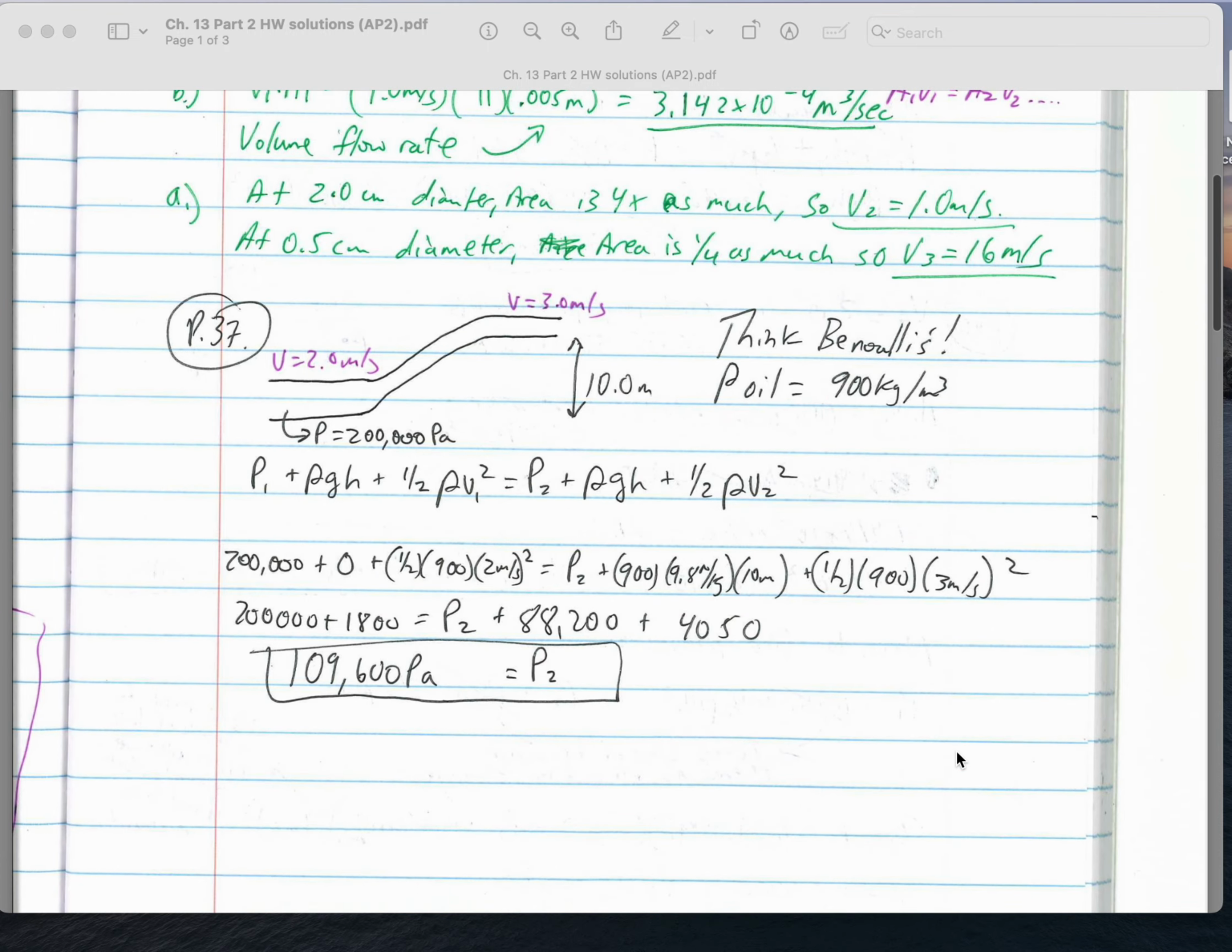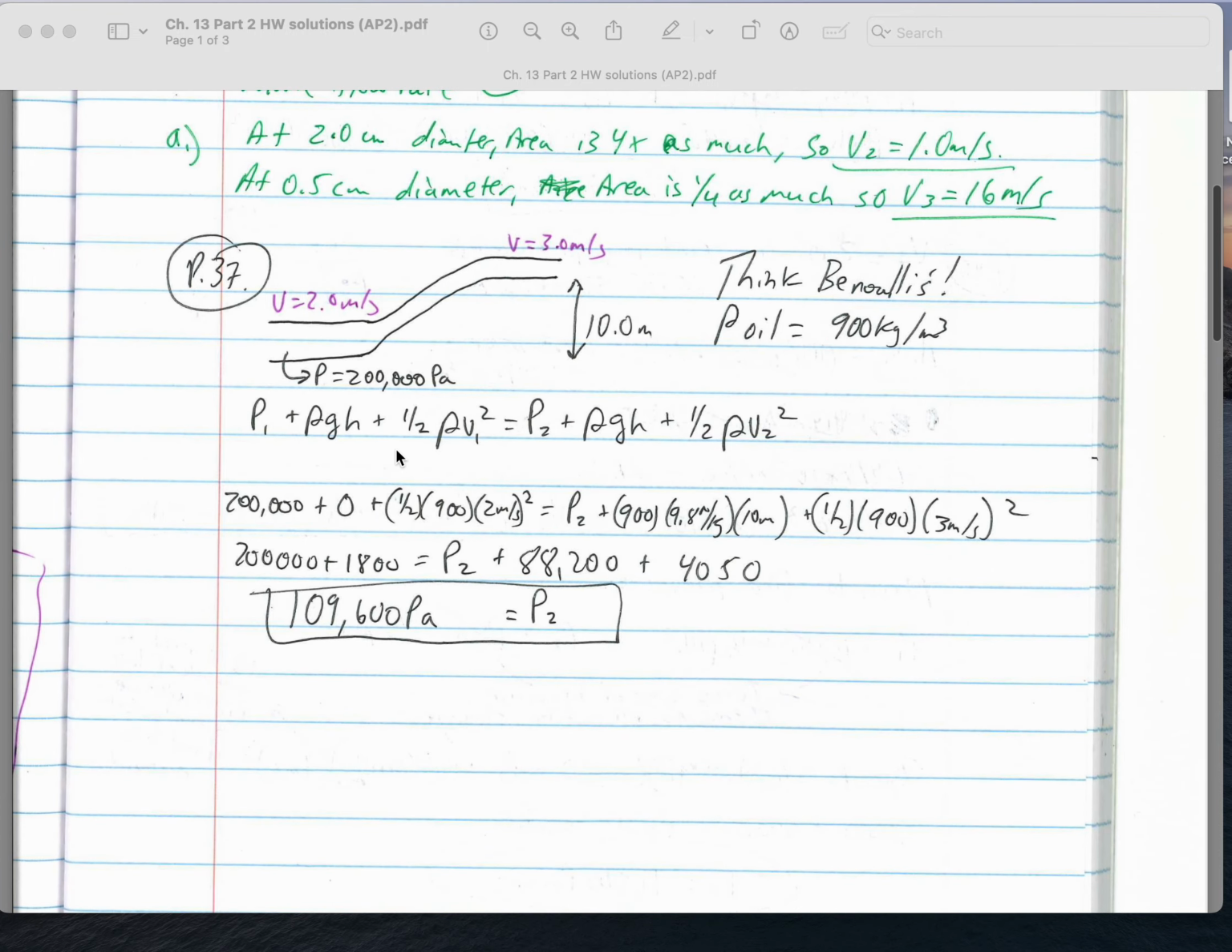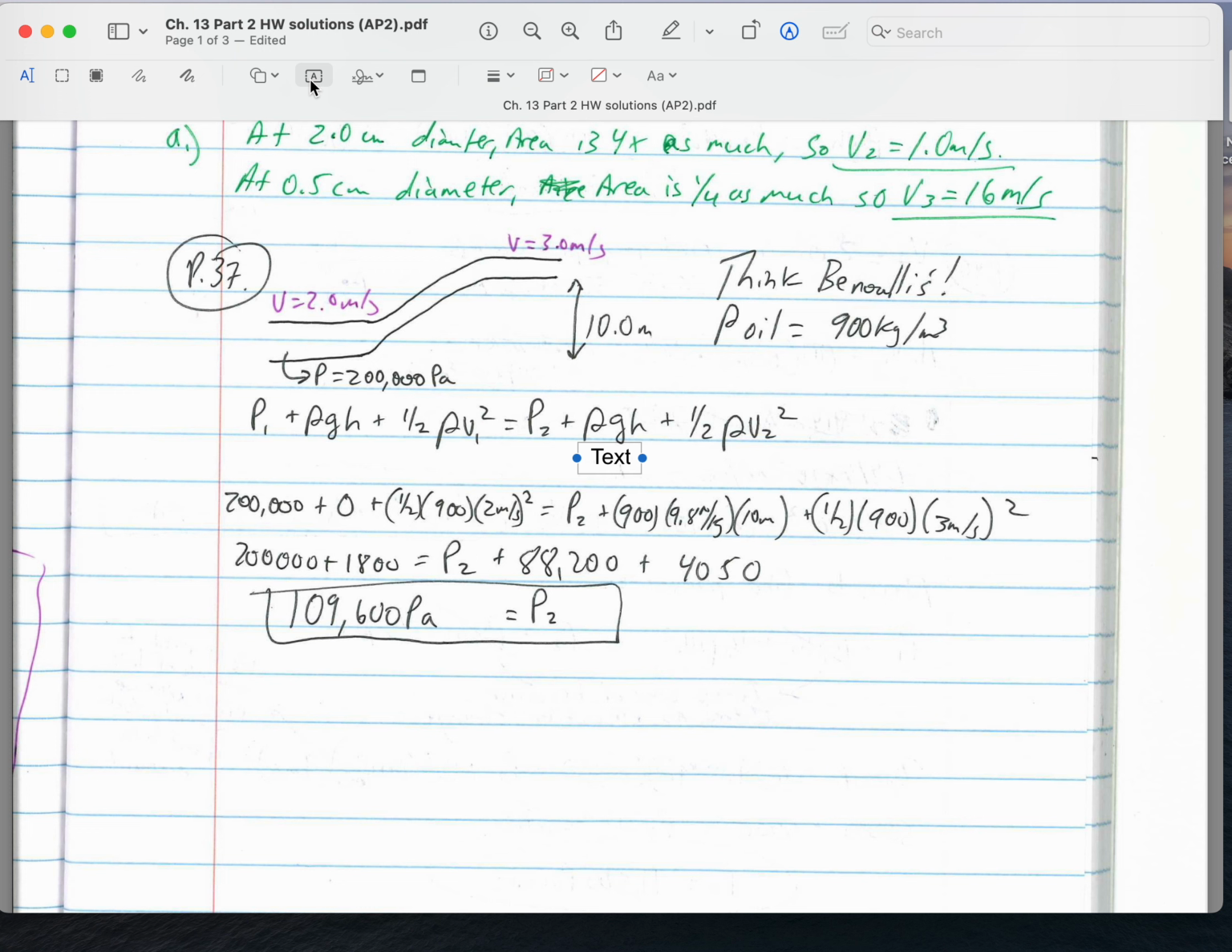Problem 37 is a Bernoulli problem. I think this shows why it looks very intimidating, but it does not have to be super complicated. So you're given that a pressure down here was 200,000 pascals, speed down here, speed up here, 10-meter height to get it up to the top, and you were told it was oil. So from table 13.1 in the chapter, we can figure out that we've got 900 kilograms per cubic meter is the density.